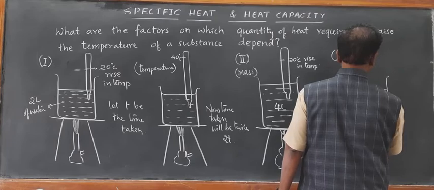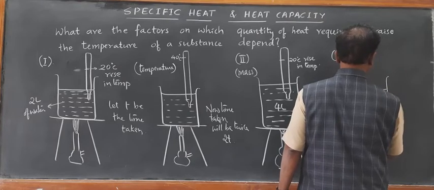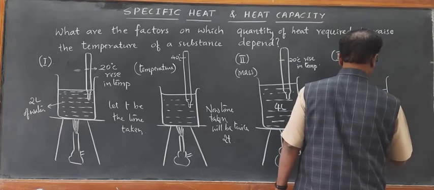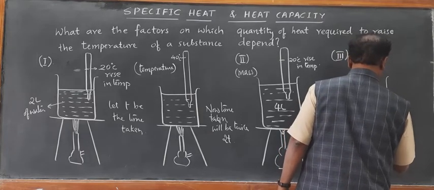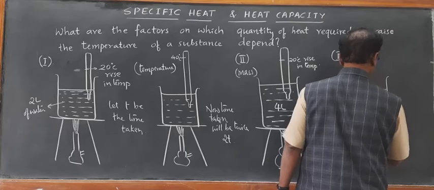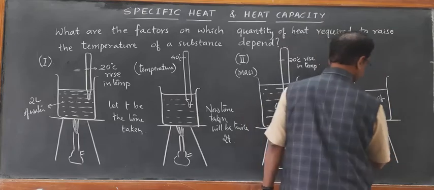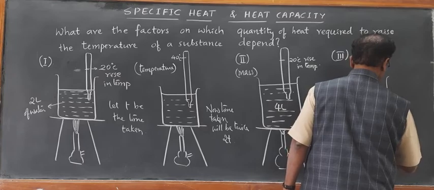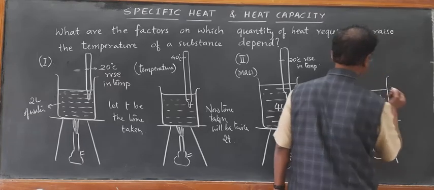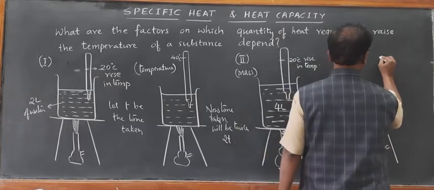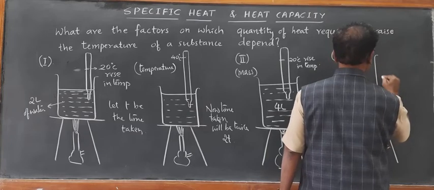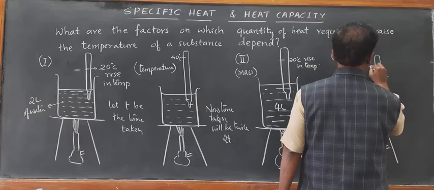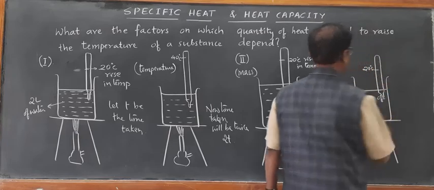Two liters of oil. Now it is not water. Now heat it to raise the temperature by, say, 20 degrees Celsius. Note down the time using a stopwatch for the 20 degree rise in temperature.